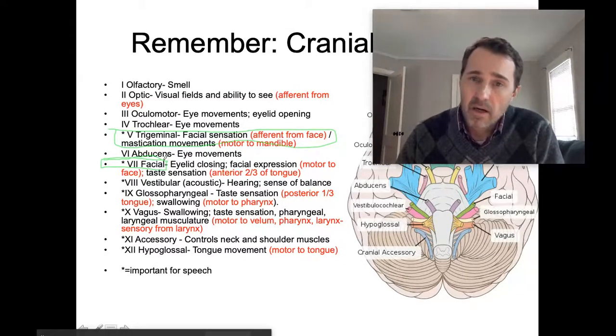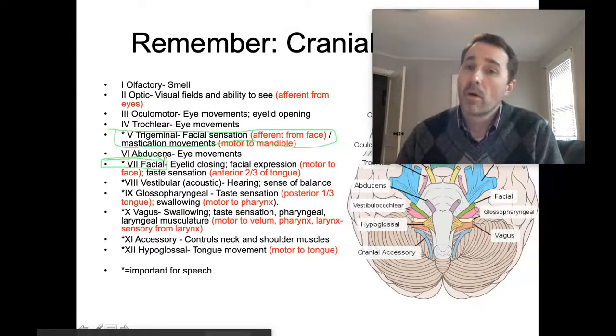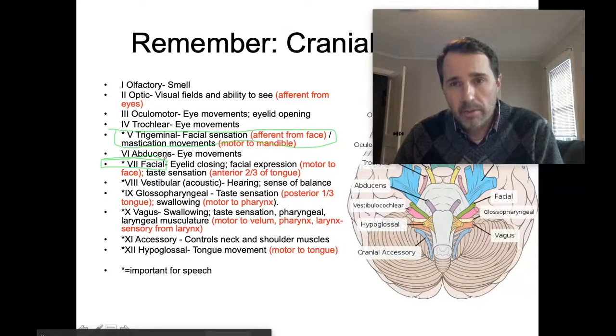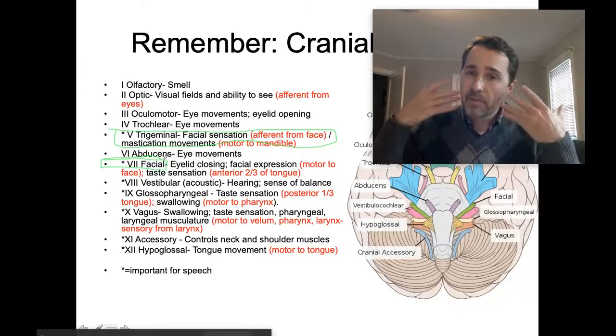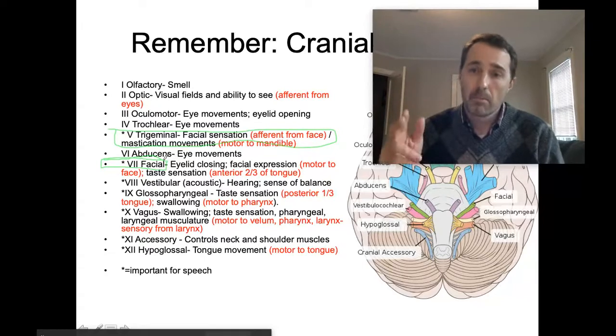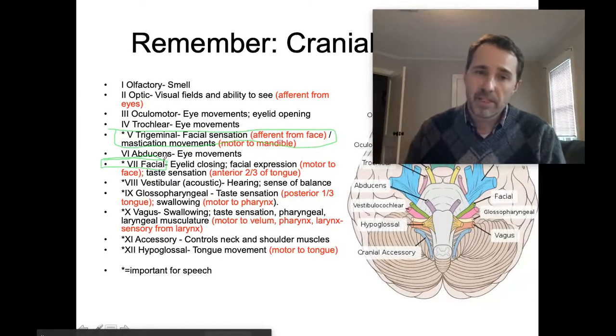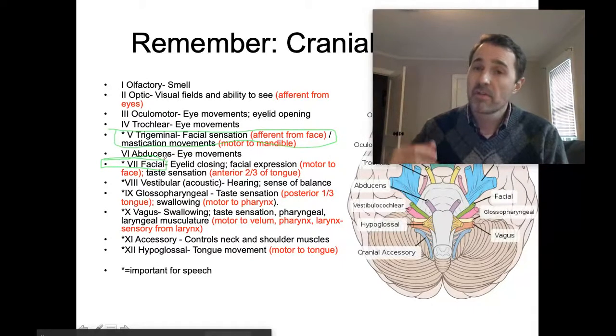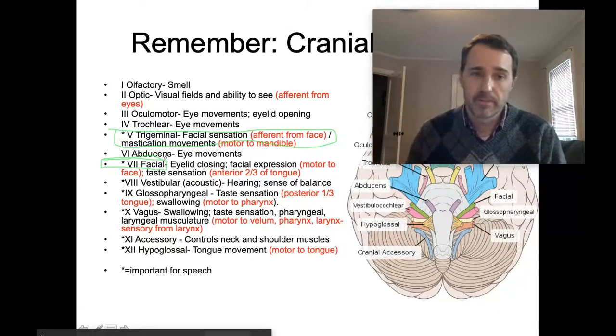Olfactory, smell. Optic, vision. Oculomotor and trochlear, motor to the eye. Trigeminal, sensation from the face, motor to the mandible. Abducens, motor to the eye. Facial, motor to the face, sensation from the anterior 2/3 of the tongue. Acoustic, sensation from the ears, so hearing.